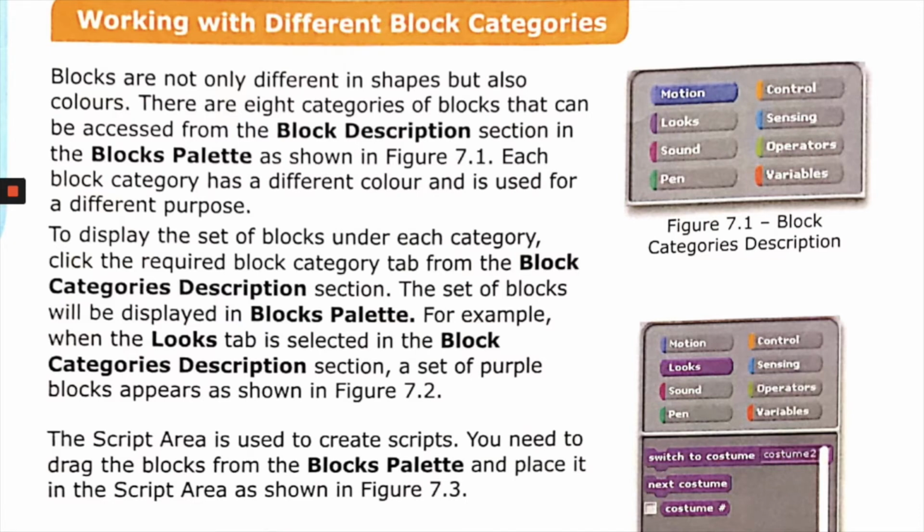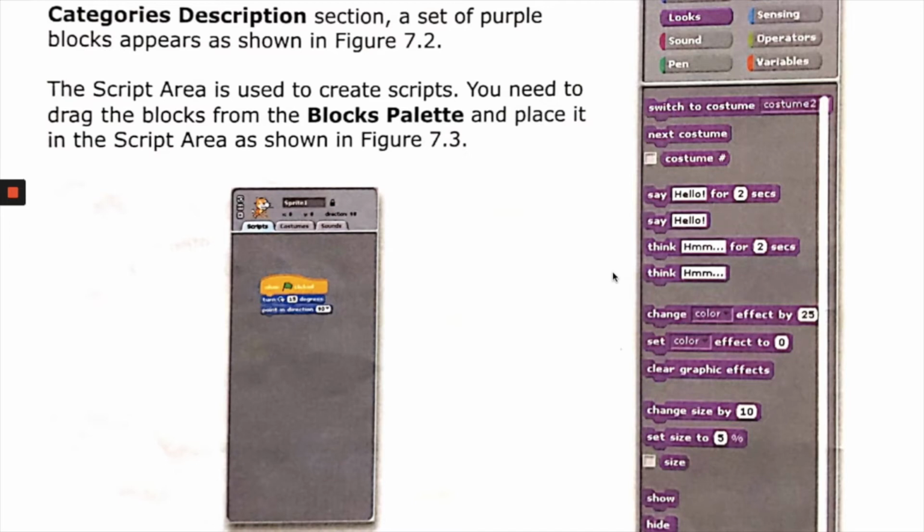Can you see that in figure 7.1, block categories description? There are 8 categories for 8 different purposes. To display the set of blocks under each category, click the required block category tab from the block categories description section. The set of blocks will be displayed in the blocks palette. For example, when the Looks tab is selected, a set of purple blocks appears as shown in figure 7.2. The script area is used to create scripts.